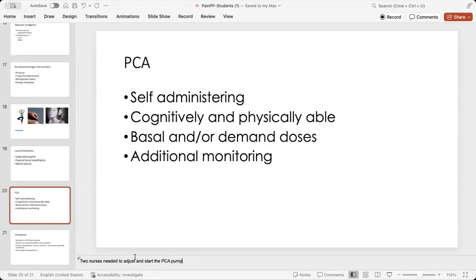Tell me a basal dose versus a demand dose. So some clients might have a basal. What does that mean? It's like a continuous, yeah. You're getting it. You have a continuous amount, so you might get 1 milligram each hour, right? It's a continuous amount. And then what's the demand dose? Whenever you push the button, that's the dose you're going to get.